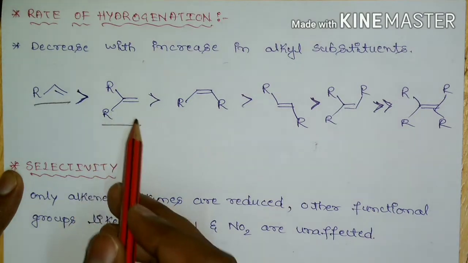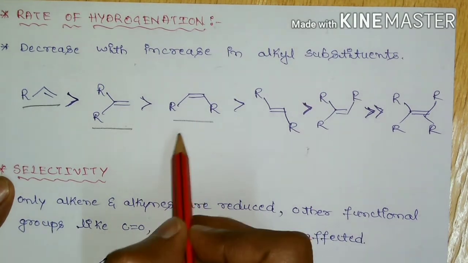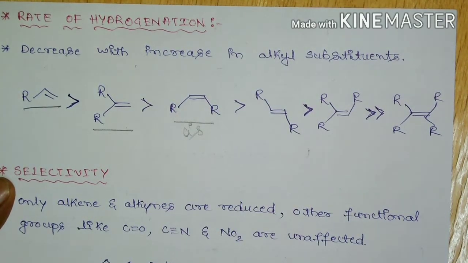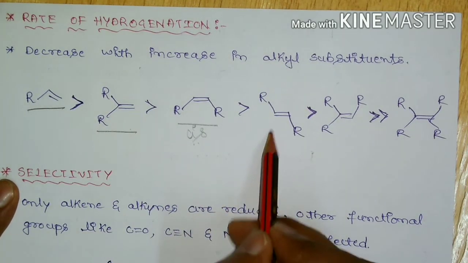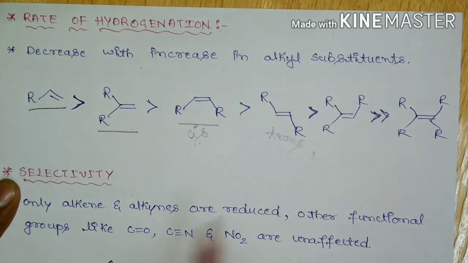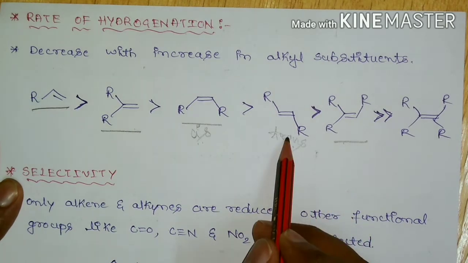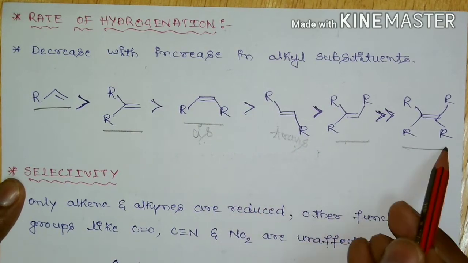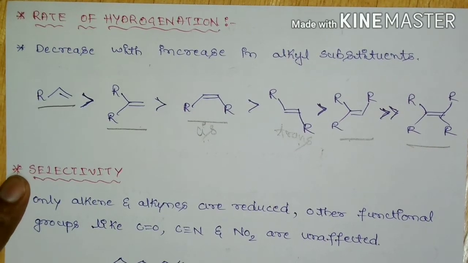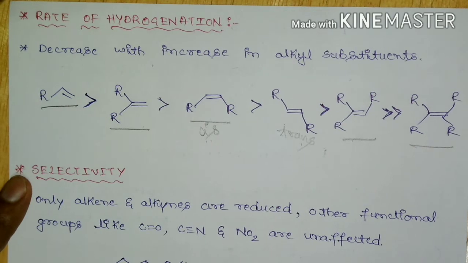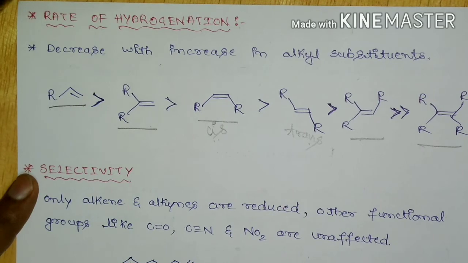This disubstituted alkene will undergo faster hydrogenation compared to this other disubstituted alkene. The cis form will undergo much faster hydrogenation compared to the trans form. The trisubstituted alkene is slower than disubstituted, and the least reactive is the tetrasubstituted alkene. So this is the rate of hydrogenation: with Wilkinson catalyst it decreases with increase in alkyl substituents.